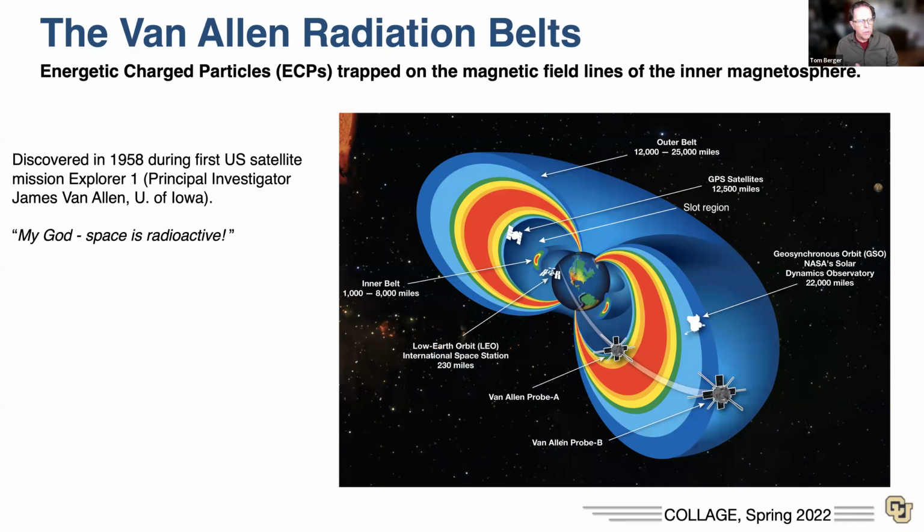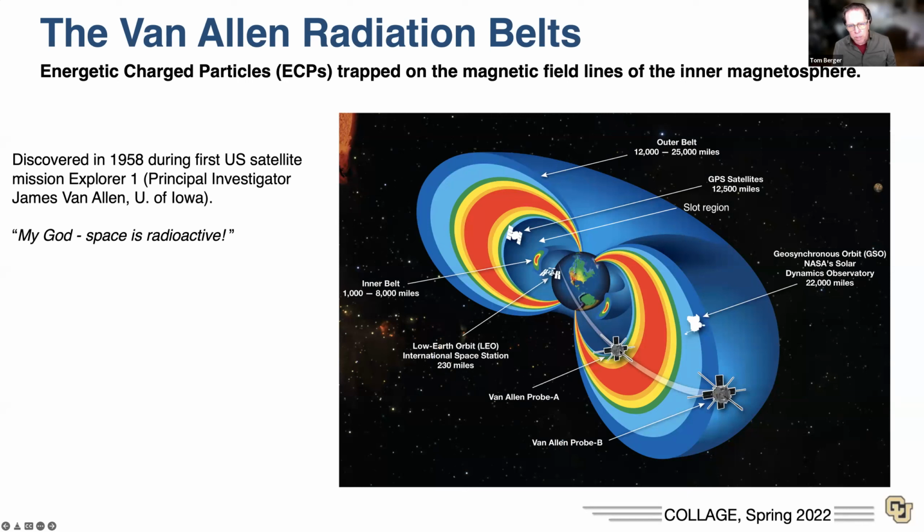Looking a little closer at the Van Allen radiation belts, these were discovered in 1958 during the first satellite that we orbited, Explorer 1. Principal investigator was James Van Allen, thus we call them Van Allen belts. It wasn't Van Allen, but one of the members of his team was quoted at the time when they saw the Geiger counter traces from the mission as saying, "My God, space is radioactive," because these charged particles trapped in the radiation belts are very high energy.